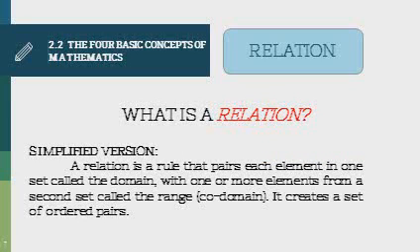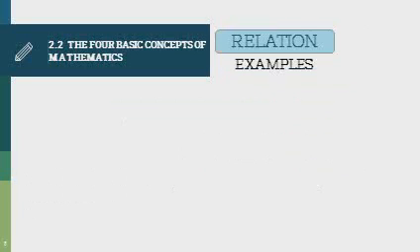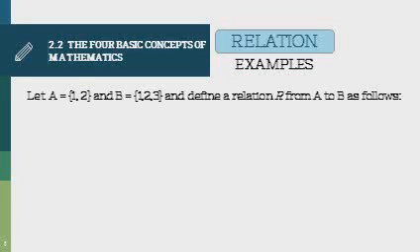Ayan, meron tayong simplified version ng relation. A relation is a rule that pairs each element in one set, called the domain, with one or more elements from the second set, called the range. It creates a set of ordered pairs. So we will show some examples on the next slides. So here are the examples.